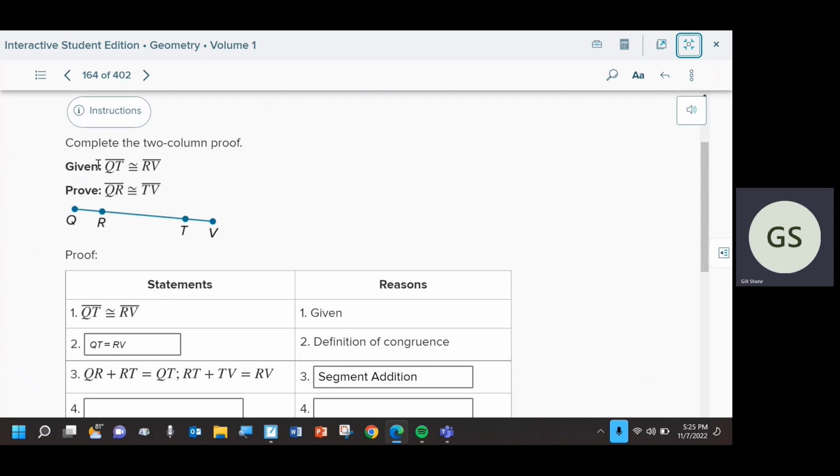But just kind of remember the given information is that QT, so from here to here, is congruent to RV, which is from here to here. So basically this line segment here is congruent to this line segment here. They want us to prove that this little segment is congruent to this little segment. And they look similar, but until you prove it, you can't say for sure that they're congruent. They're the same size. So we're going to prove it based on the given information.